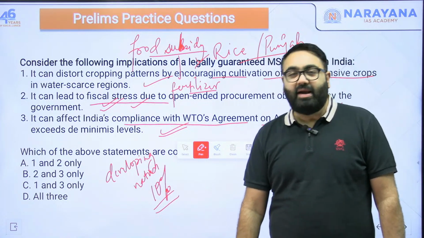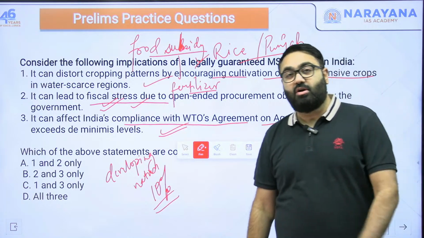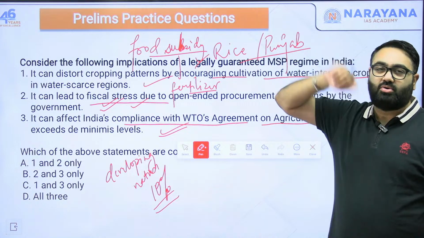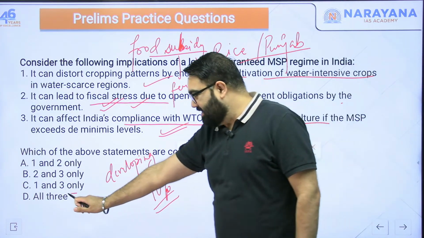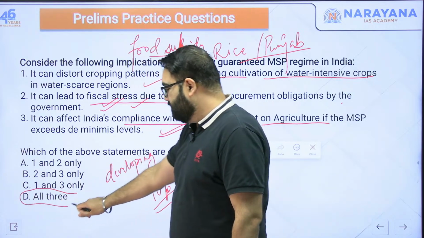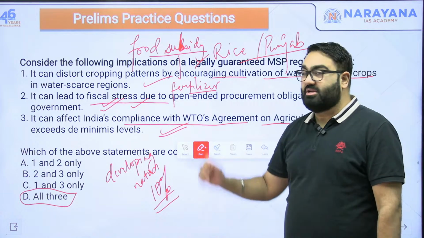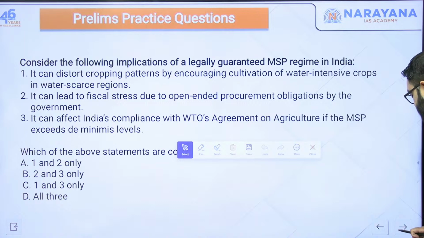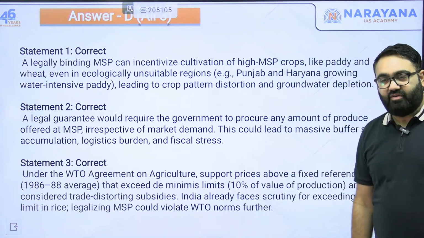If we make it legally binding, we anyways are over 10%, by the way. If we make it legally binding, we have to procure even more stuff at MSP. And our food subsidy bill will go even more through the roof. So third is also correct. The answer thus is D. All these things will be the implications of a situation where MSP has been made legally guaranteed in India. So D would be the correct answer here. If you want, feel free to take a screenshot here.